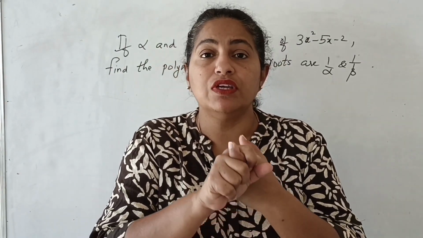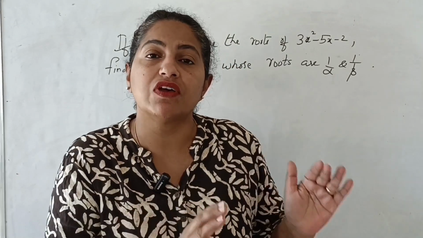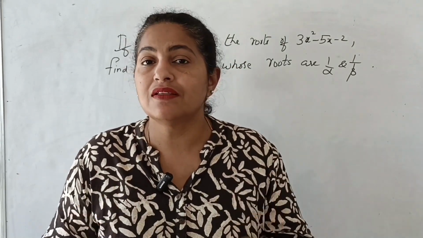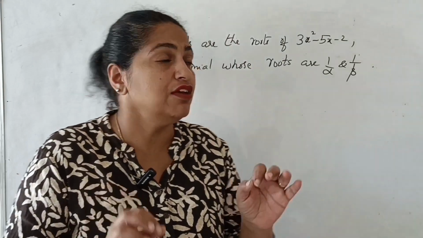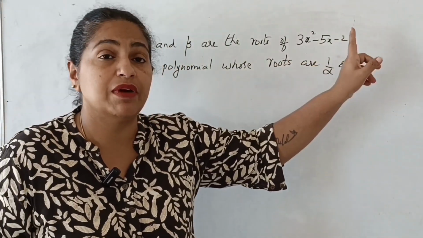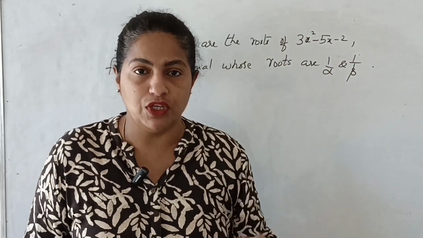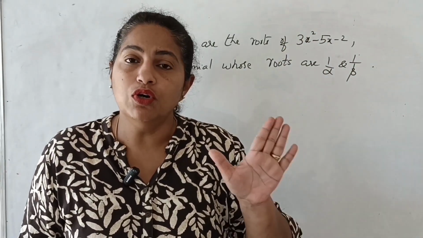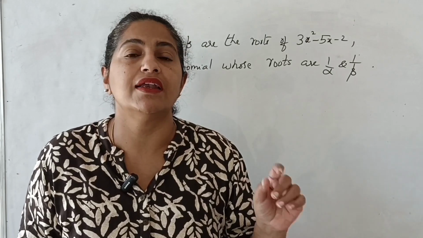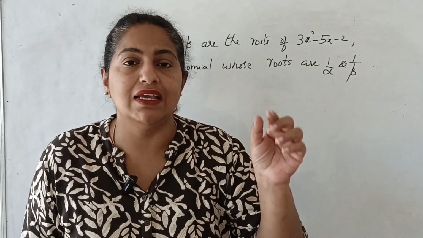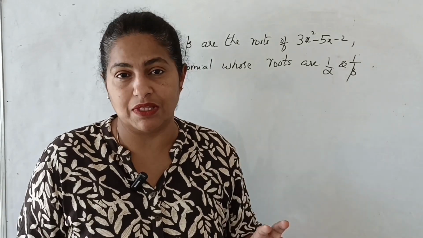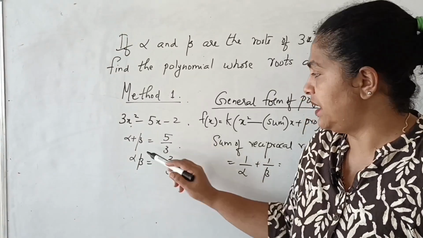One method I will tell you is to apply the logic of sum and the product of roots. The second one is to actually find out the roots of 3x square minus 5x minus 2 and then find the reciprocal and form the new polynomial. I will do both the methods right now and I will show you what exactly is the problem with the second method.